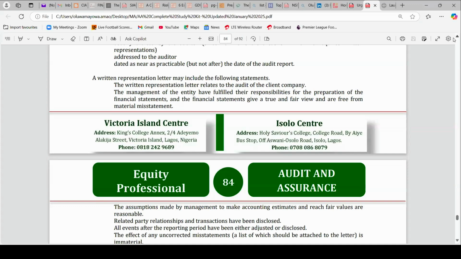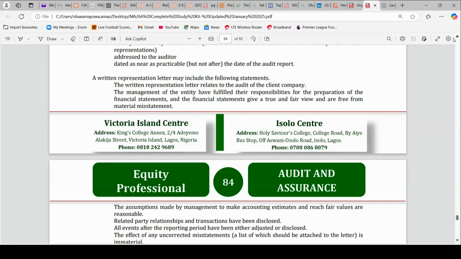Then the various assumptions that management has made when it comes to accounting estimates and fair value estimation will be stated there. Now, you know that financial statements have accounting estimates. Most of the figures in the financial statements are based on accounting estimates. One accounting estimate is depreciation. We are depreciating using the straight line method for a useful life of 5 years. You'll be depreciating at 20%. You are estimating that the asset should lose a certain value yearly.